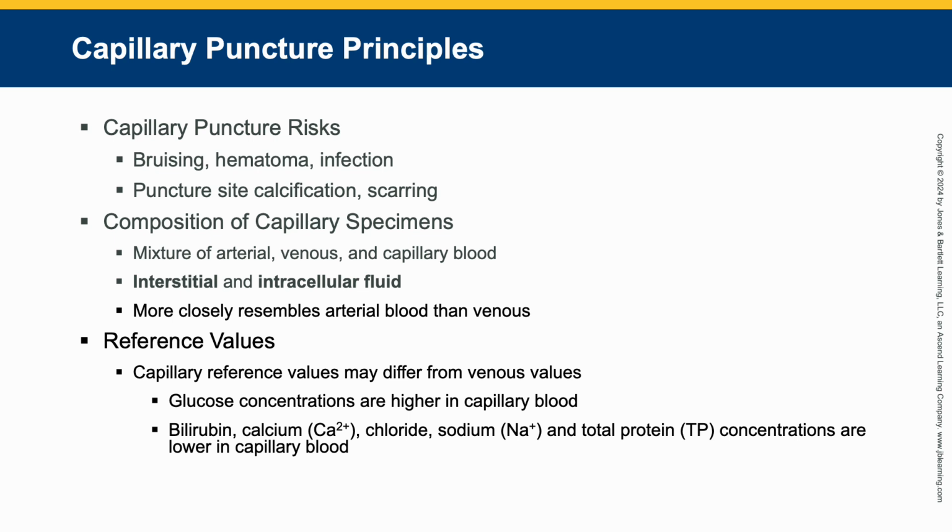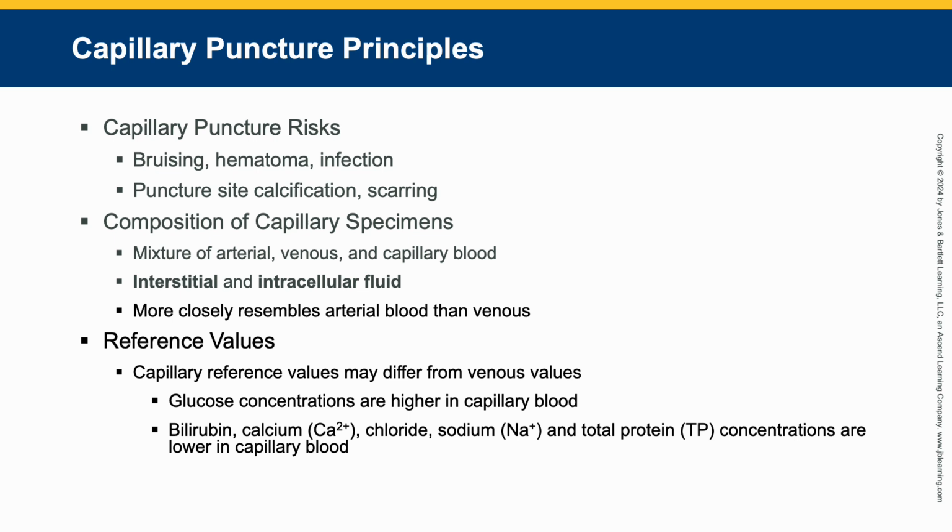Okay, also let's talk about the composition of these specimens. We already said that it is a mixture of arterial and venous blood. So capillary blood comes along with interstitial fluid, and you need to know what interstitial fluid is. Interstitial fluid is the fluid from the spaces between the cells. Okay, so that's spaces between the cells. Then intracellular fluid is the fluid within the cells. Think about it: intra means in there, and cellular means cells. So those are going to be all around in that area too.